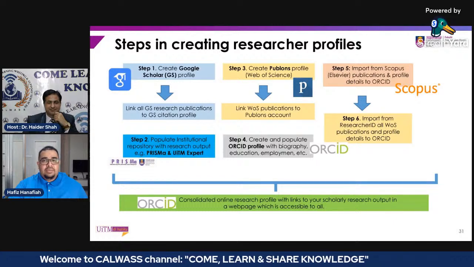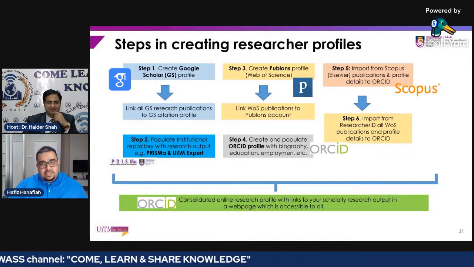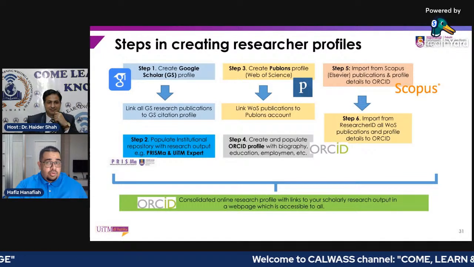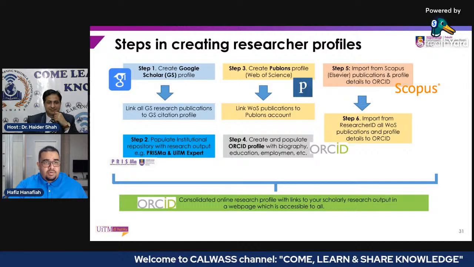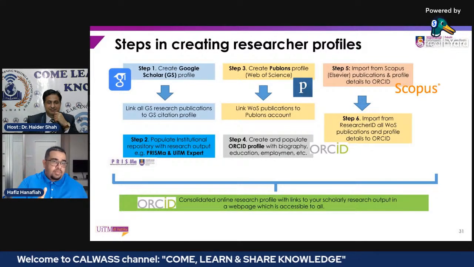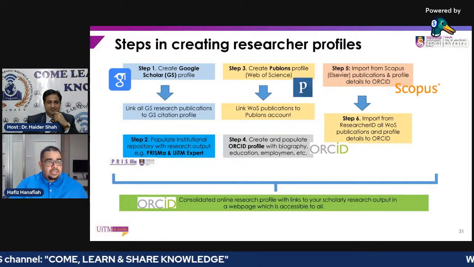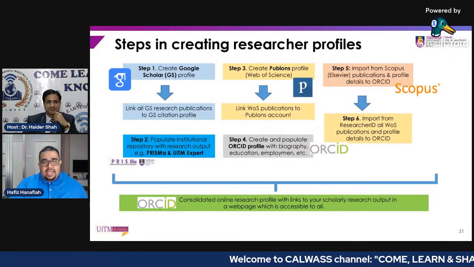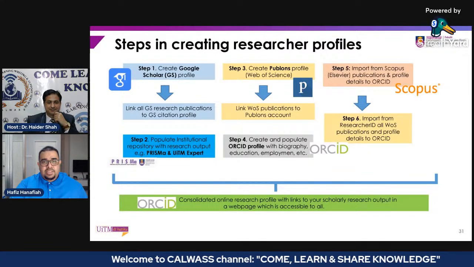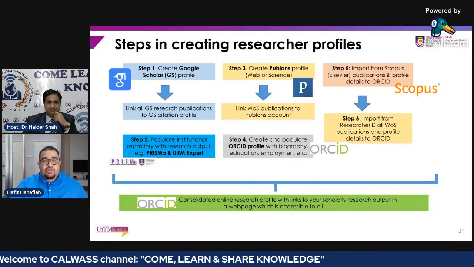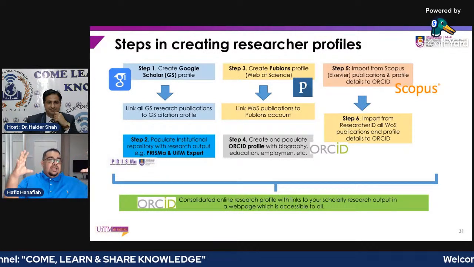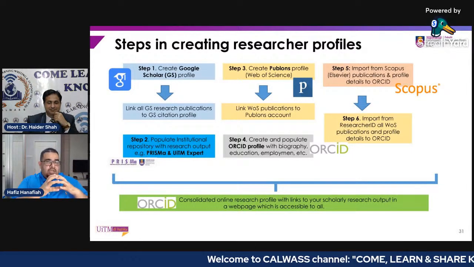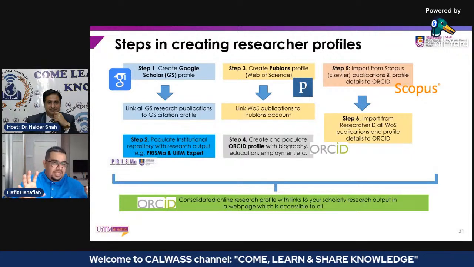And last but not least is to import from Scopus. As of today, based on my knowledge, you can create your Scopus account, but your Scopus author profile will only be created automatically when you publish one Scopus-indexed article, either proceedings or journal articles. And with that, you can import Publons and Scopus author data into ORCID ID. So ORCID ID can consolidate Publons and Scopus data in one account. But Publons and Scopus do not communicate because they are rivals.